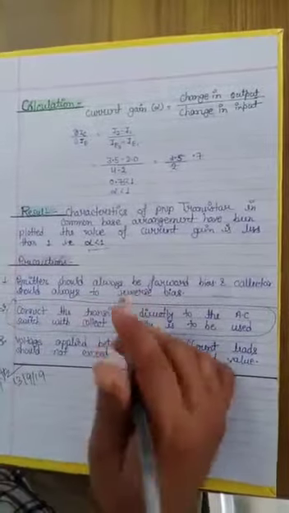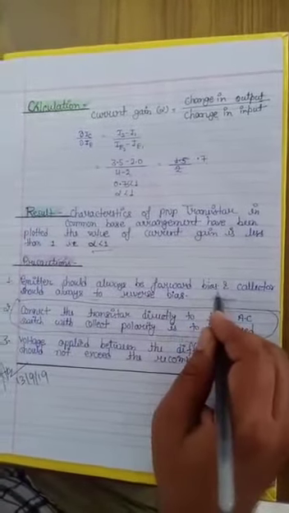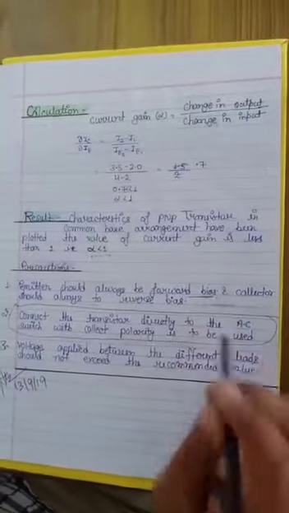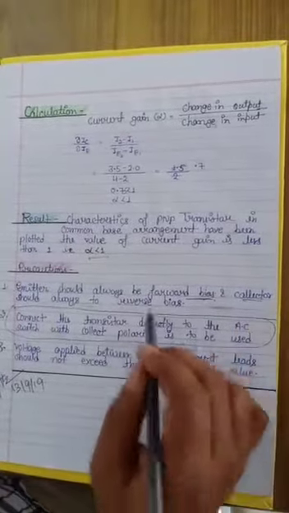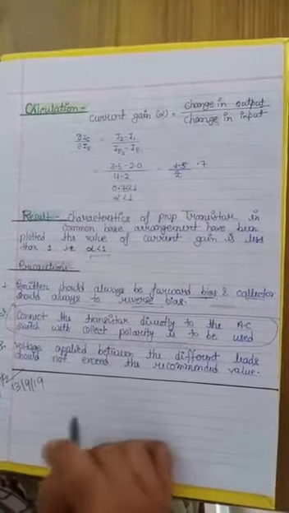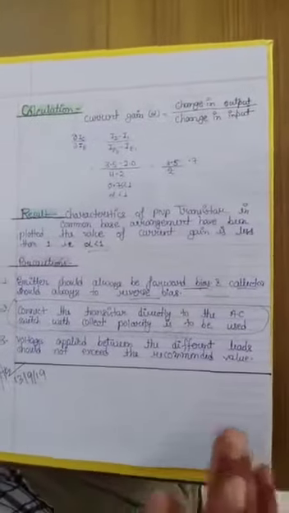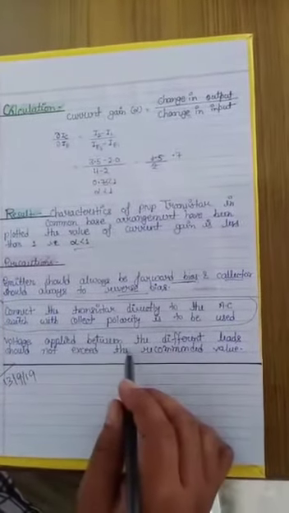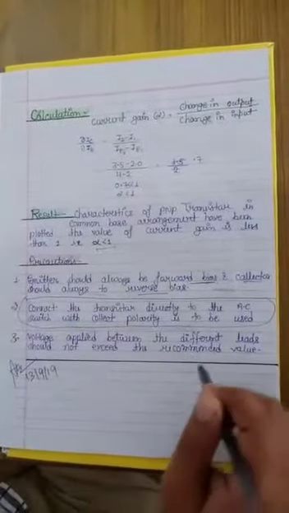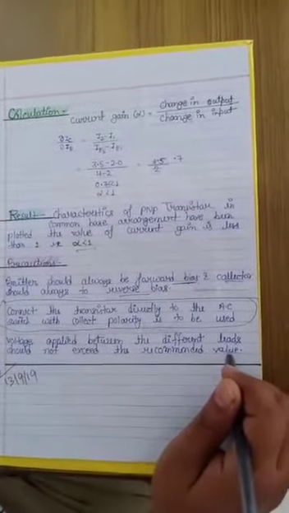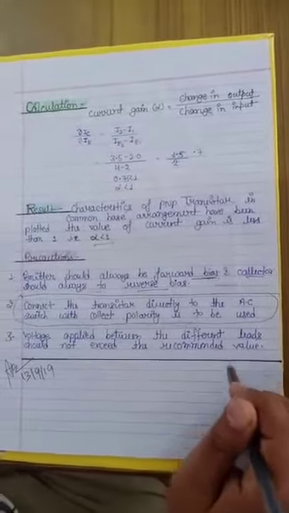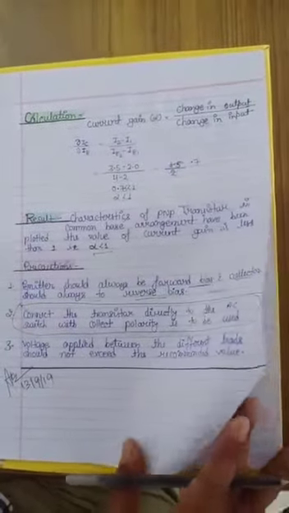Precaution: the emitter-base junction should always be connected in forward bias and the collector-base junction in reverse bias. Connections should be made thoroughly, and the voltage applied across the transistor must not be more than its rated values.